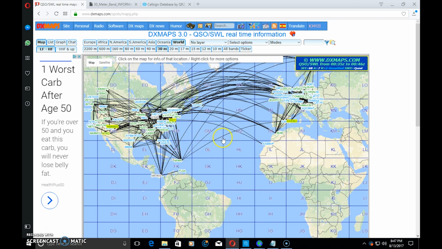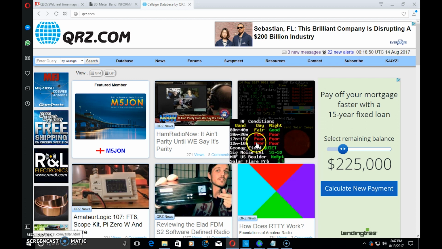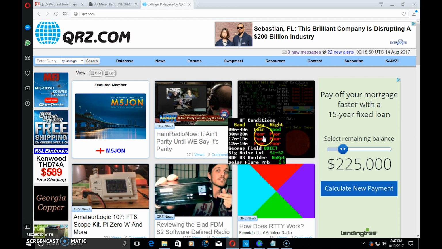I was talking to some guys tonight that said, man, I wish the bands were in better shape. They're having a tough time making contacts. But talking back to a topic that I swear on, you can't look at something like this. This is telling me 30 meters and 20 meters are poor during the day and night. However, I'm getting the strongest signals on 30 meters right now than I am anywhere from 160 to 6 meters. There is nothing that is pouring in like 30 meters right now.